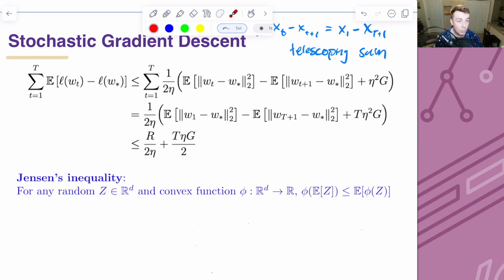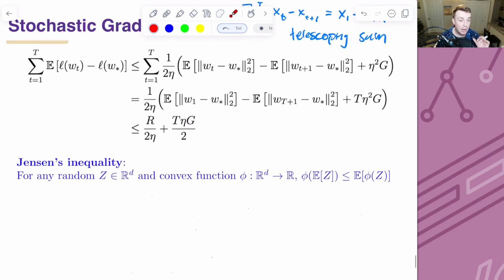Jensen's inequality says for any random variable Z and some convex function phi, phi of the expected value of Z is going to be at most the expected value of phi of Z. Now what that means is that, because we know that our function is convex, we can often move around between summing a function and taking the function of a sum. We'd be using Jensen's inequality.